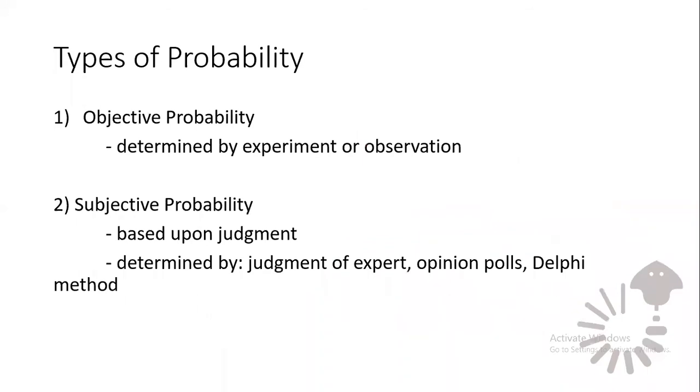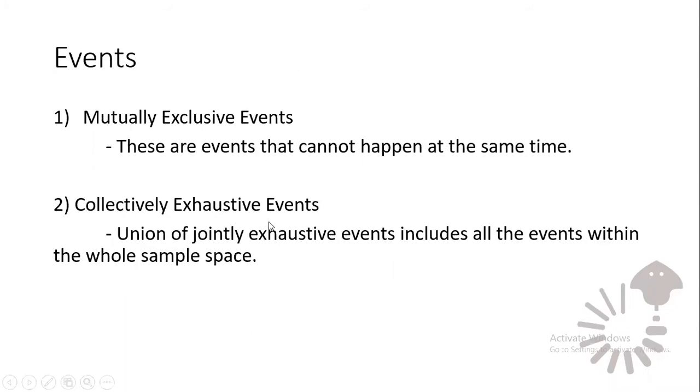Next, types of probability, we have objective and subjective. Objective is based on experiment. Subjective is based on opinion, judgment, or survey. Events, we have two classifications of events: mutually exclusive and collectively exhaustive events. If your given events cannot happen at the same time, hindi pwedeng sabay, mutually exclusive tawag natin doon. Pagka meron silang common ground or commonalities, we call that non-mutually exclusive events. And if your given events combine to produce the whole sample space, lahat ng given, therefore it's called collectively exhaustive events.